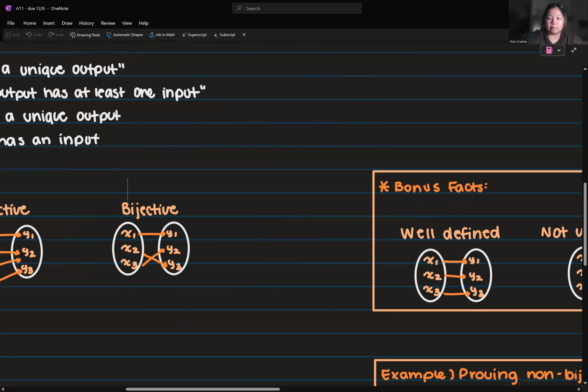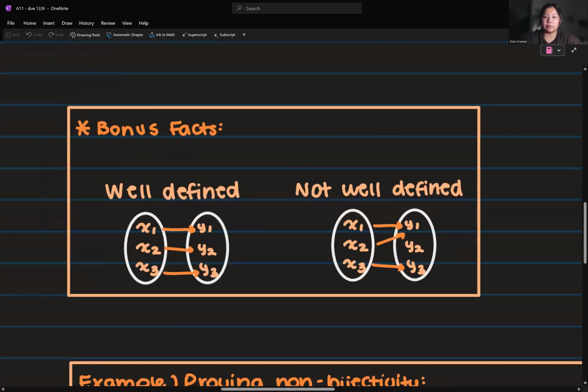With the time that we have right now, I'm going to delve into the bonus facts. This describes something that would be well-defined versus not well-defined. For something to be well-defined, each x or y would need to have one input or one output. I feel like that's a really good way to explain it. And then not well-defined, as you can see, x1 and x2 both map to y1. So that means y2 wouldn't have an input.